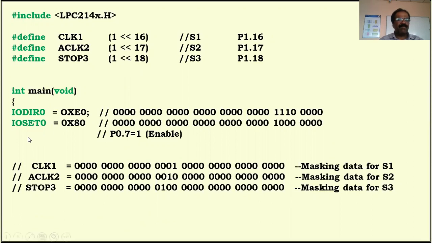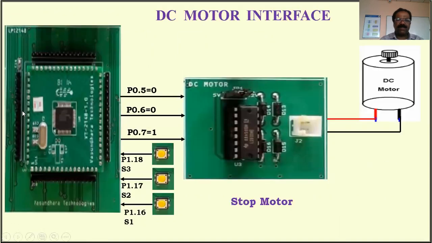Now the main program. If you go for your GPIO block, we have registers: IO direction, IO clear, IO set registers. We're going to use the IO direction register to configure pins as input or output. If you go back to the previous diagram, we have to configure P0.5, 6, 7 as output and P1.16, 17, 18 as input. The first comes under port 0 and the others under port 1.